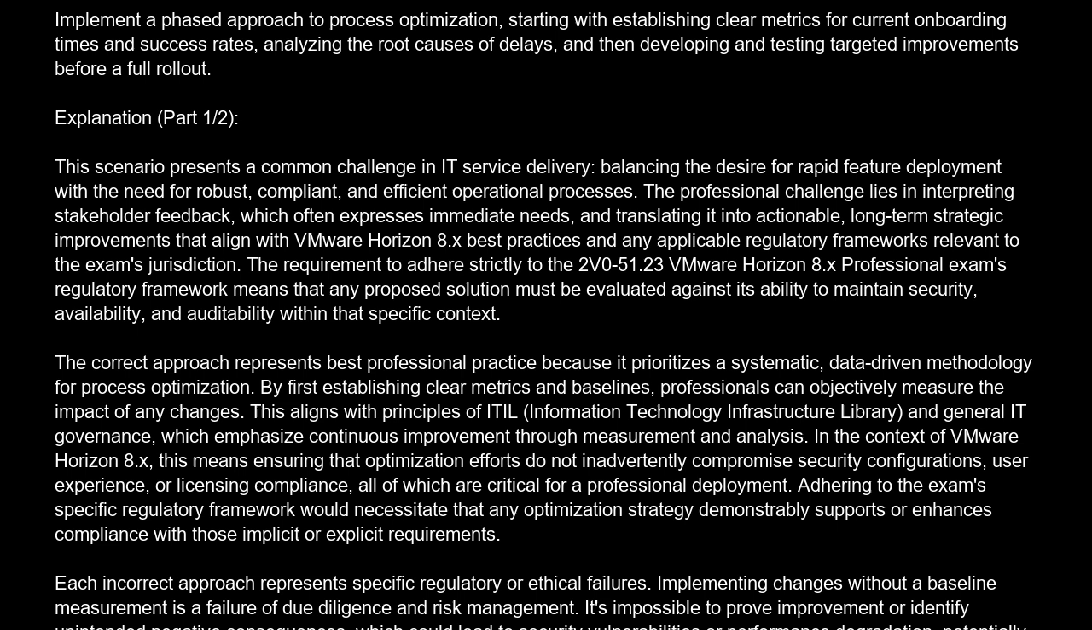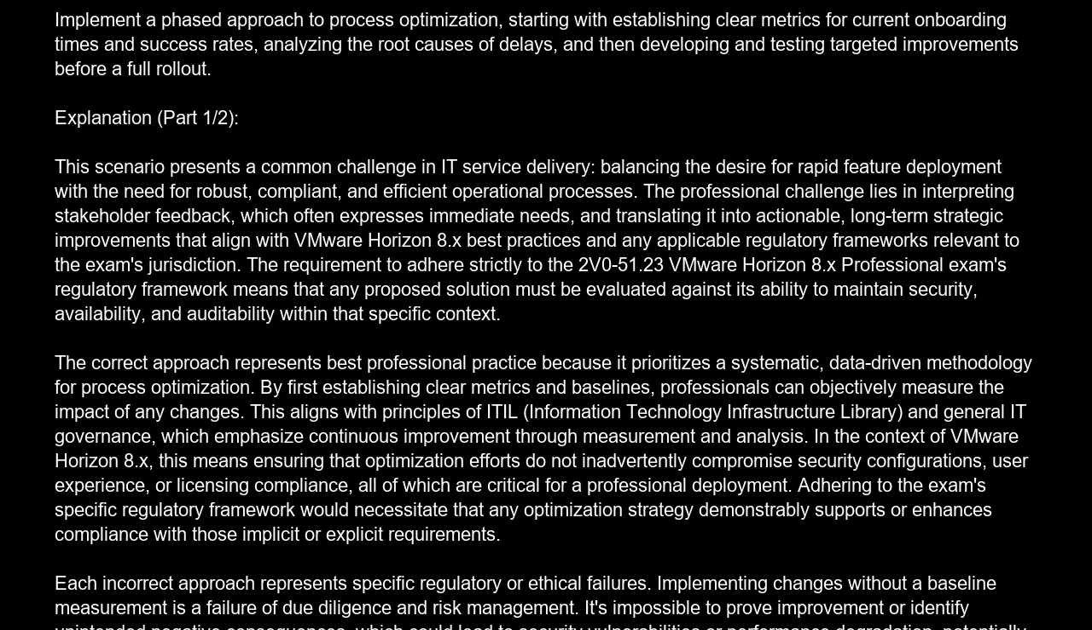The correct approach represents best professional practice because it prioritizes a systematic, data-driven methodology for process optimization. By first establishing clear metrics and baselines, professionals can objectively measure the impact of any changes. This aligns with principles of ITIL, the Information Technology Infrastructure Library, and general IT governance, which emphasize continuous improvement through measurement and analysis. In the context of VMware Horizon 8 X, this means ensuring that optimization efforts do not inadvertently compromise security configurations, user experience, or licensing compliance, all of which are critical for a professional deployment.